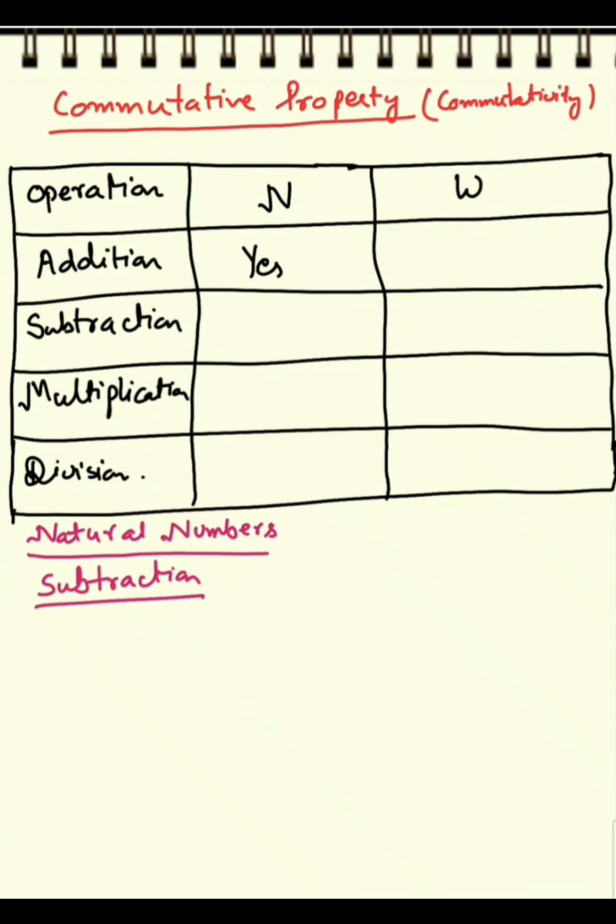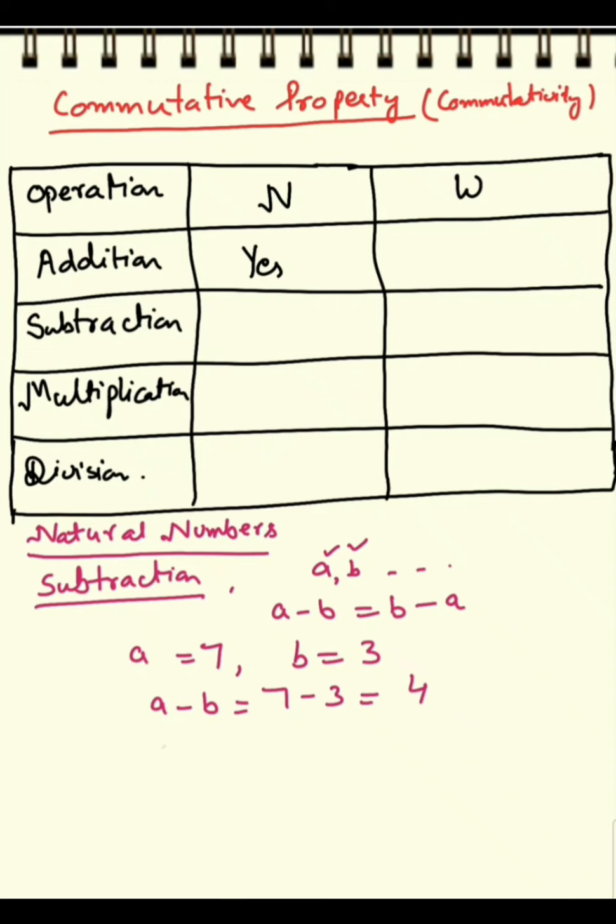Let's do this property for subtraction. Means if A and B are natural numbers such that A minus B equal to B minus A, then these two numbers are said to be commutative for subtraction. Let's do this. A equal to 7 and B equal to 3. Then A minus B equal to 7 minus 3, which is equal to 4. And B minus A equal to 3 minus 7, which is equal to minus 4.